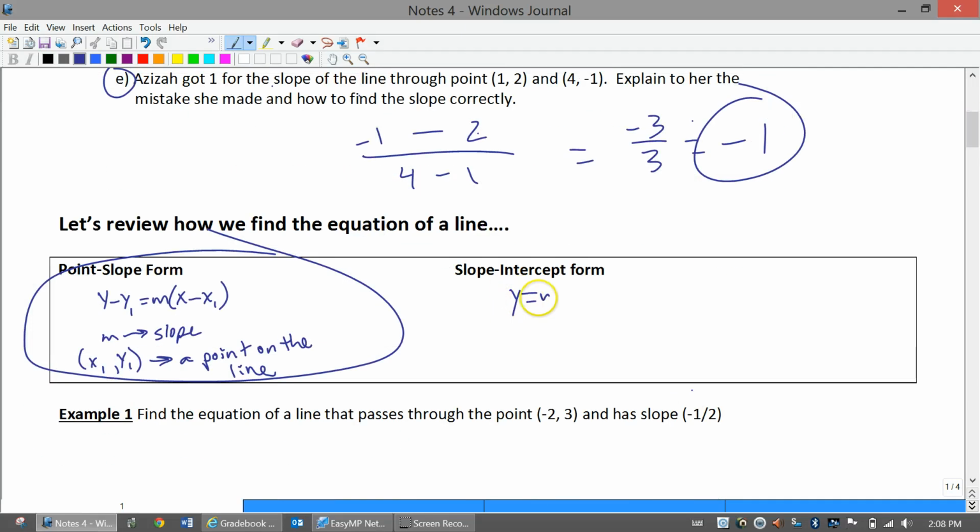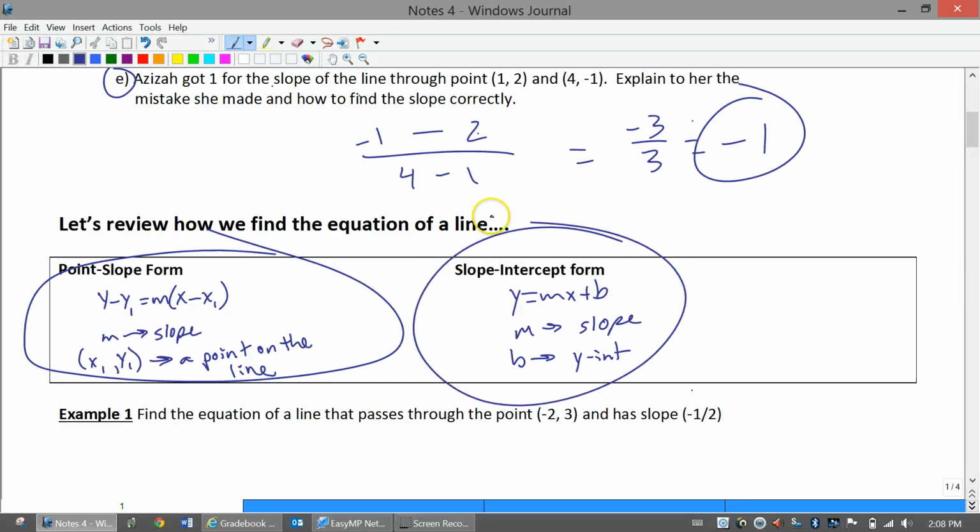Slope-intercept form, y equals mx plus b, where m is the slope of the line and b is the y-intercept of the line, which is a specific kind of point. It's still a point on the line, but a specific kind of point where the graph intersects the y-axis. It's a very specific type of point.